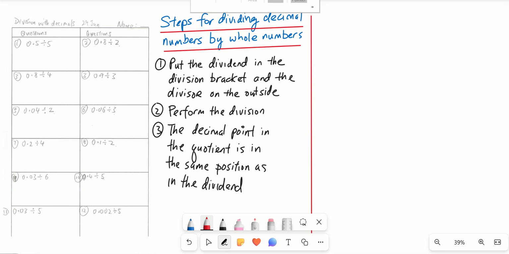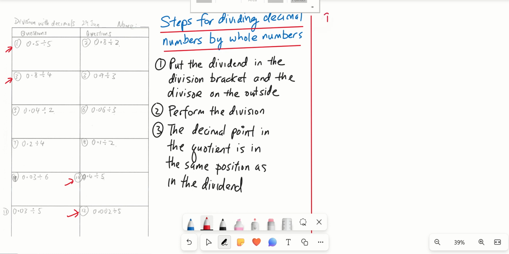In this video, I will talk about the steps for dividing decimal numbers by whole numbers. I will discuss a few questions on the worksheet. I will look at questions 1, 3, 10, and 12. And as I go through the questions, I will discuss the steps. So let's start with question 1.